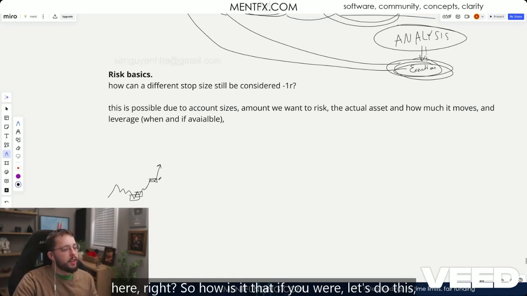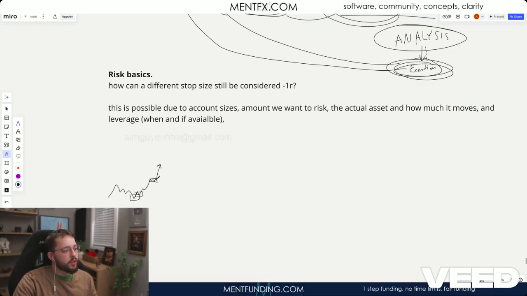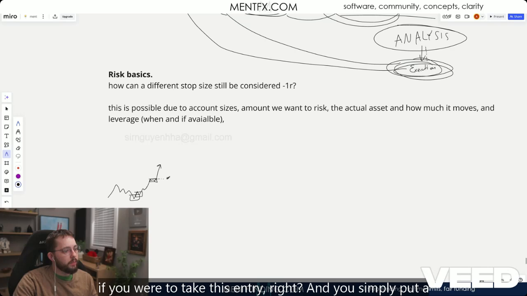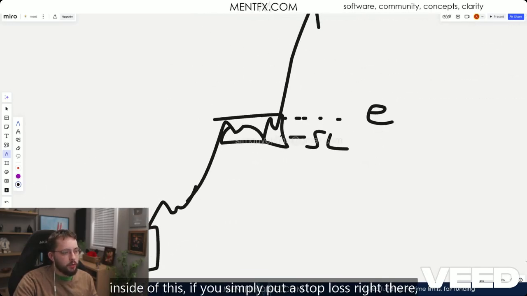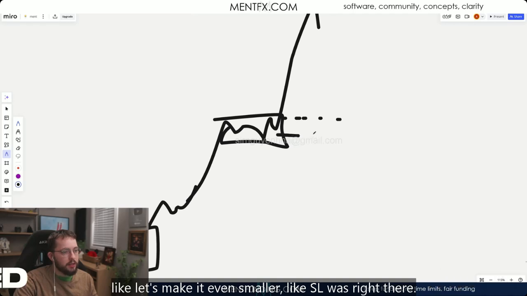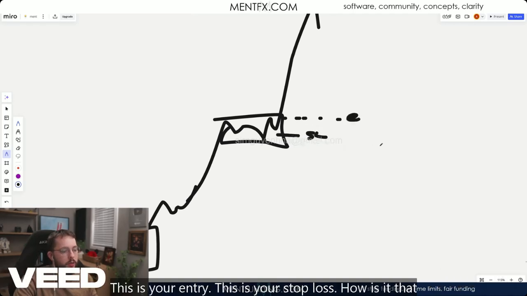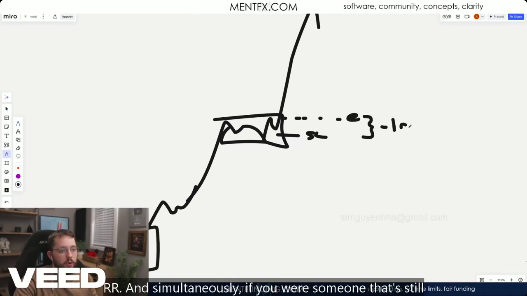So how is it that if you were to take this entry, and you simply put a stop loss right there? Like if we go inside of this, let's make it even smaller, like SL was right there. This is your entry, this is your stop loss. How is it that that right there would be equivalent to -1 RR?